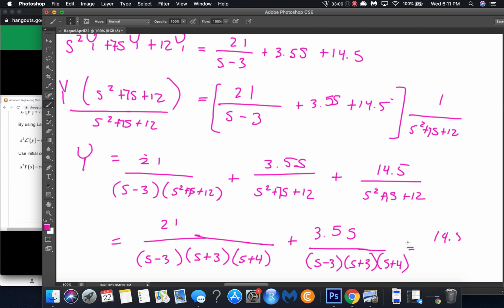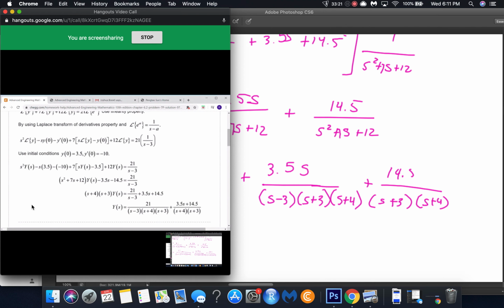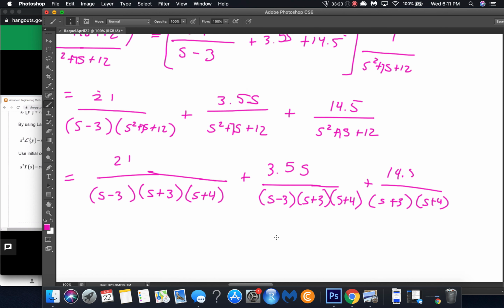14.5. Oh, why do I put an equal sign there? That makes no sense. Plus s plus 3, s plus 4. Golden. Okay, verify that's correct. That is correct. Okay. So now we need to do the same thing we did on the previous example.